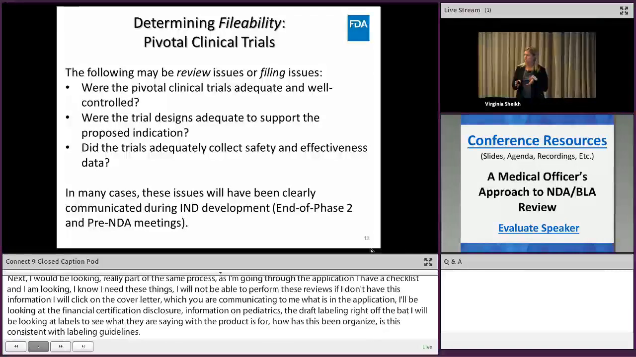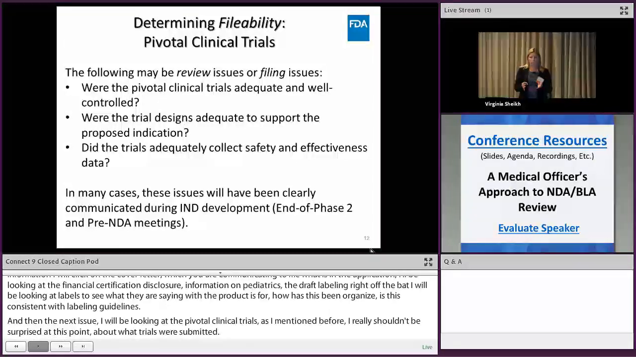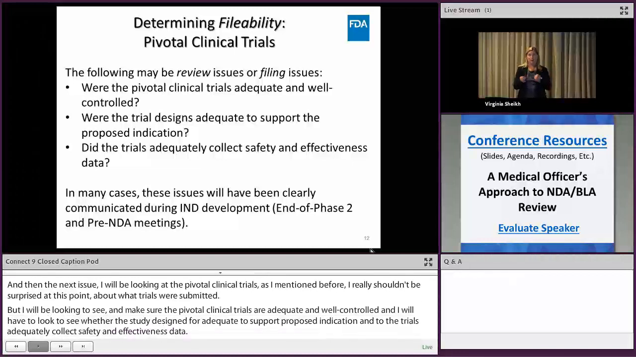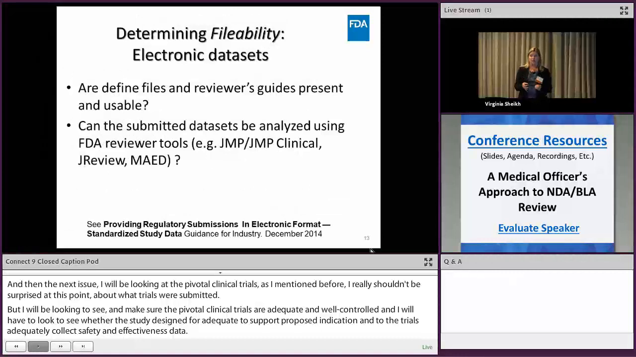And the next issue, I'll be looking at the pivotal clinical trials. Now, as I mentioned before, I really shouldn't be surprised at this point at the NDA or BLA about what trials were submitted. But I'll be looking to make sure that those pivotal clinical trials are adequate and well controlled. And I'll have to look to see whether the study designs were adequate to support the proposed indication. And did the trials adequately collect safety and effectiveness data? Now, some of these issues might not be filing issues because I can't determine them right off the bat in the matter of a few weeks of trying to familiarize myself with the data. So it's possible that I might determine that, yes, it's fileable, but then later on during the review process, whatever my suspicions were in the beginning might lead to a complete response. But my goal is to identify this very early on and communicate this.